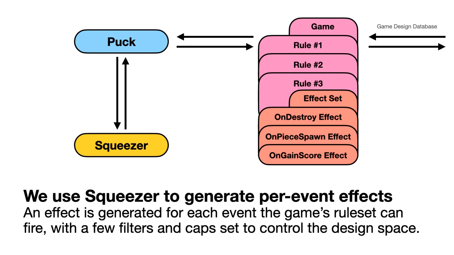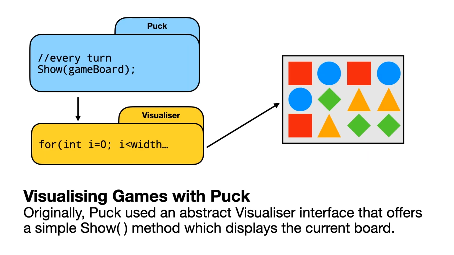So whenever a piece is spawned, for example, the effect that is connected to the on-piece spawn event should be fired. So that was one part of getting the effect generation process online. The second part was actually having them show up when the game is played, which was its own set of technical challenges. So when we started working on this, Puck's visualization was very, very basic.